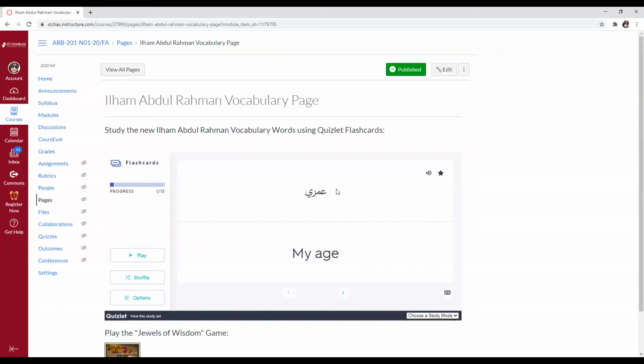Okay, so some new words first. We'll quickly go through these. So omri, you've seen that before. When you ask somebody, for instance, kem omruka or kem omruki, they answer with omri. Omri means my age. So when you're giving somebody your age, you're going to start the sentence with omri, my age. Okay, min asli, min asli. Min asli means of descent. So min asli Arabi, of Arabic descent.